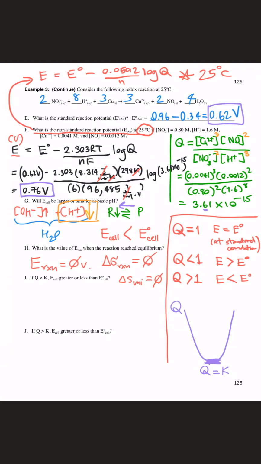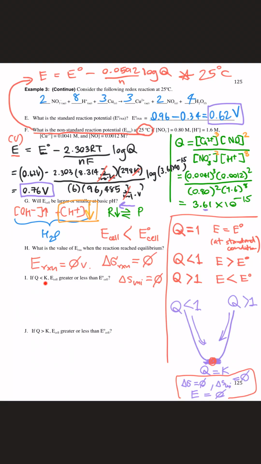But when Q is less than 1, it indicates that the reaction is spontaneous in the forward direction. When Q is greater than 1, it's spontaneous in the reverse direction. Therefore, these two are going to eventually reach equilibrium, when the reaction would stop, because this is when all the potential energy is at its lowest. This leads us to the next question.